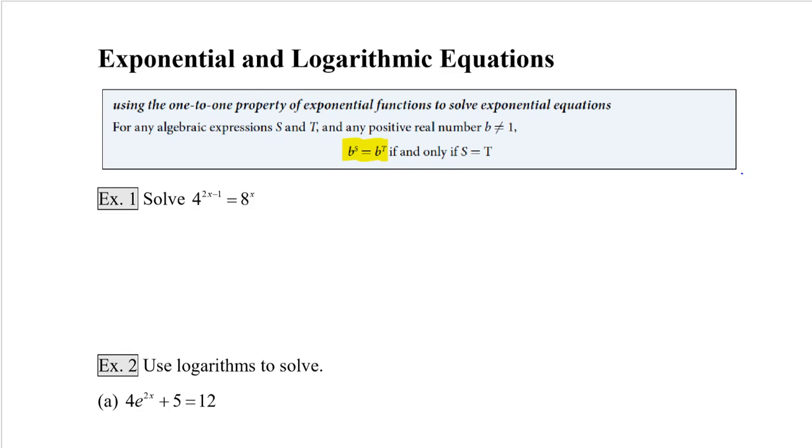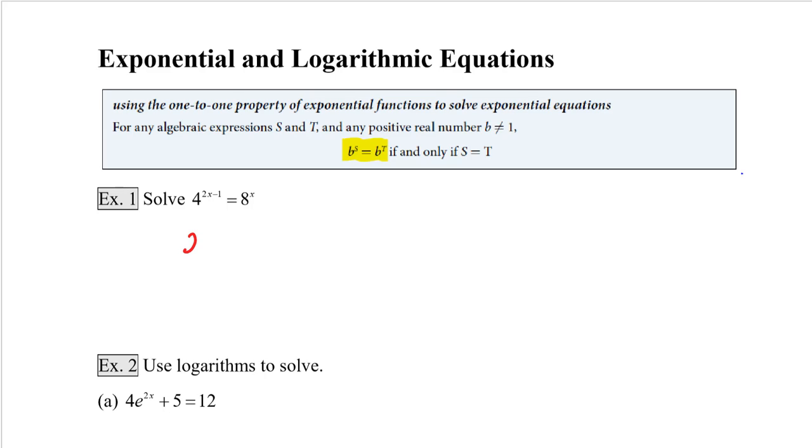Solve 4 to the 2x minus 1 equals 8 to the x. So the idea of this one-to-one property is that if I have an exponential expression on the left with the same base as the exponential expression on the right, I can set the exponents equal to each other. Well, right now I don't have that. 4 and 8 are not the same base, but they can both be written with a base of 2.